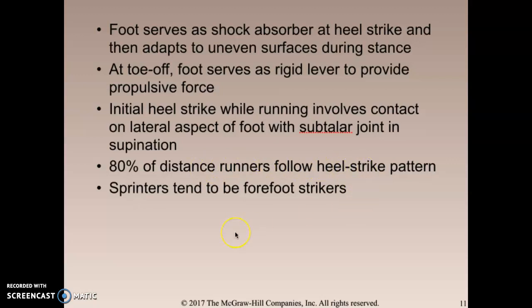The most important thing that I have found is that people who run with a heel strike first have less incidence of injury because they get that shock absorption, whereas sprinters don't get that. Okay, we'll hit the rehab on the next video.